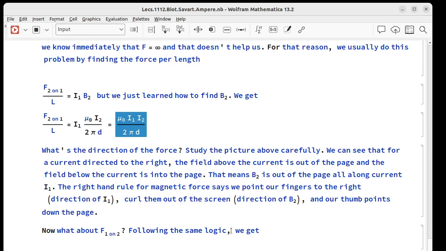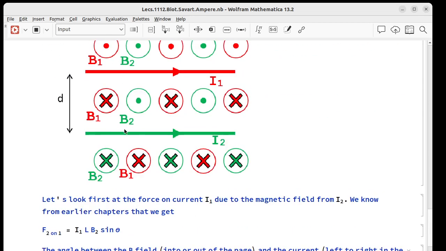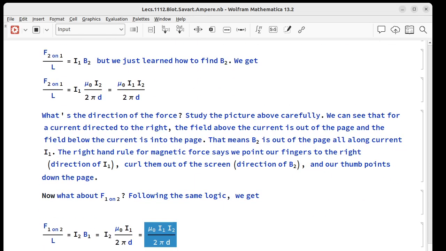What about the force of 1 on 2? We use the same logic. We look at the current I2 multiplied by the magnetic field from B1. The field from B1, same as we would have gotten up here, only we replace the current I2 with I1. We get the same answer here, mu naught I1 I2 over 2 pi d. Now what about the direction? B1, this magnetic field, is into the page everywhere along I2. So now you point your fingers to the right and curl them into the page, and when you do that, your thumb points up. So what we see is the bottom wire is pulled towards the top wire.